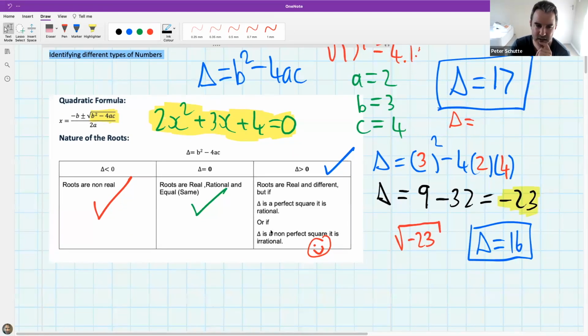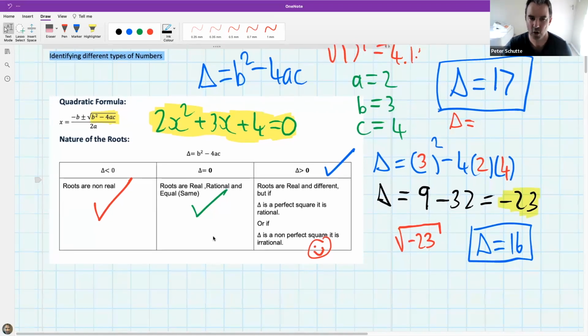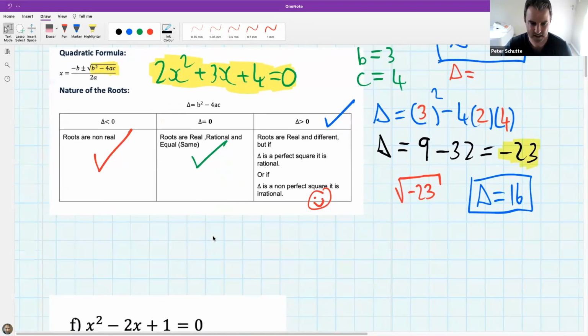Okay, rational. Yes. Okay, so this is the basic idea with nature of the roots. We find what delta is, and depending on the delta value, we can tell stuff about the roots of the equation. Okay, so let us go and practice some of these ideas.